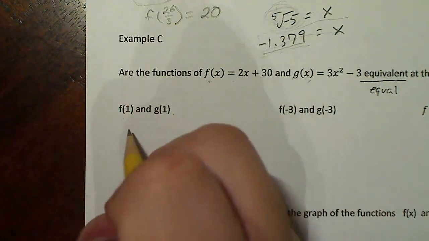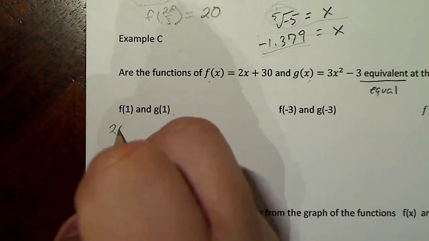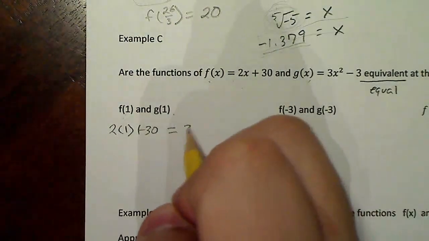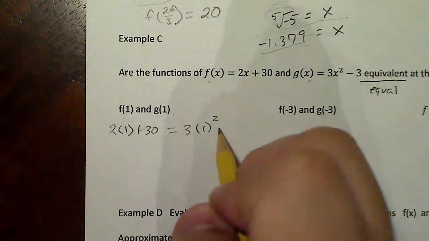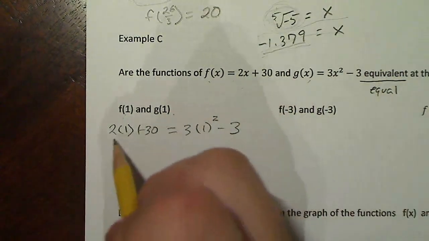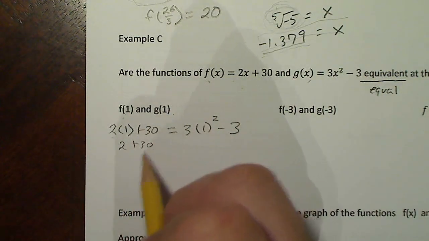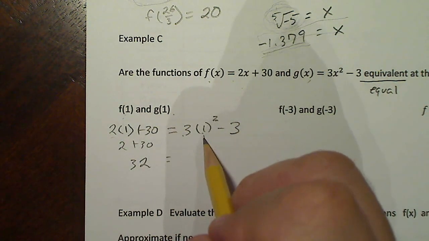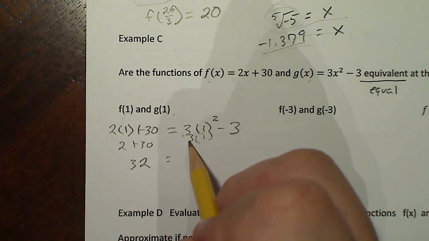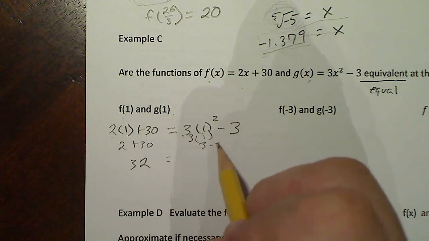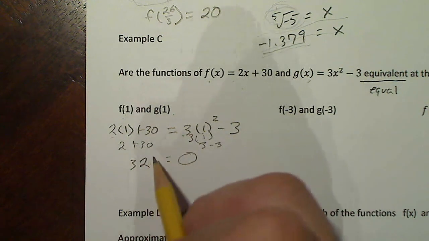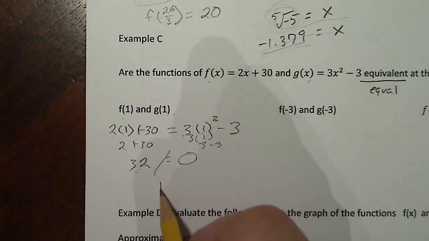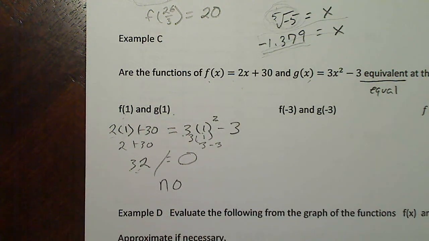So for f of x, I would take 2 times 1 plus 30 and see if it's the same thing as 3 times 1 squared minus 3. Well, 2 times 1 is 2 plus 30 is 32. 3 times 1, well, 1 squared is 1. 3 times 1 is 3. 3 minus 3 is 0. So right off the bat, they're not the same output value. They're not equal to each other. So for this, they're not equal at x equals 1.